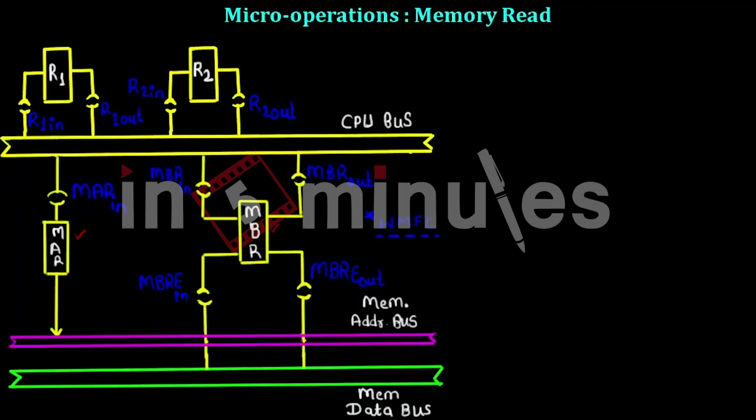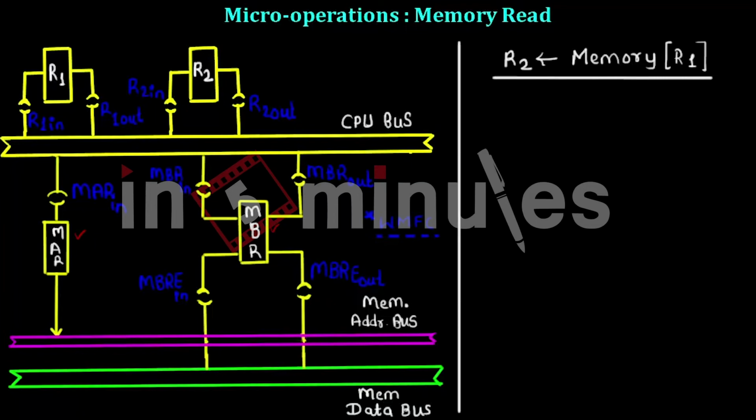Okay, so let's take an example and see how it works. Suppose we want to read the data from the memory at the location whose address is stored in R1. So R1 contains the address of the memory location, and we want to read the data from that location and put it in the register R2. This is what we want to perform here.